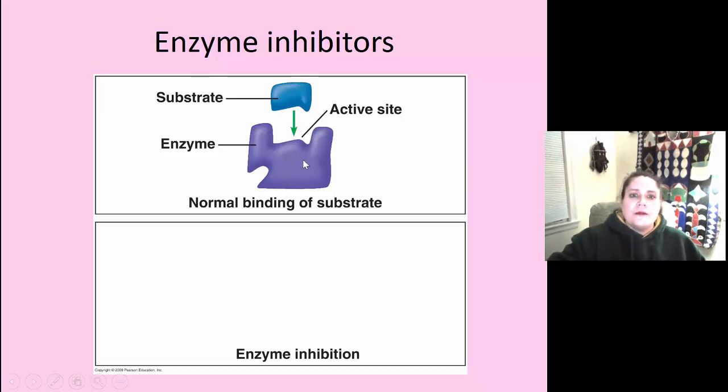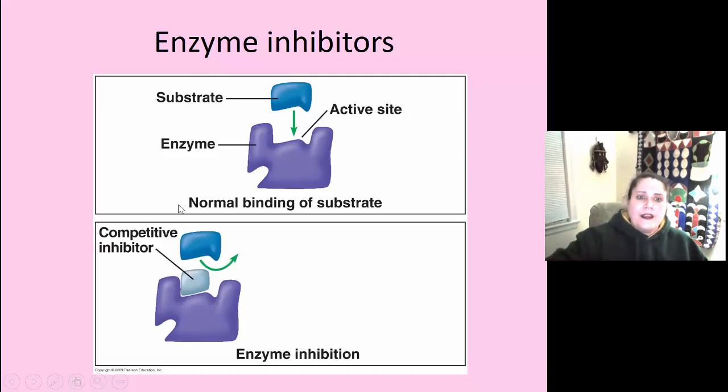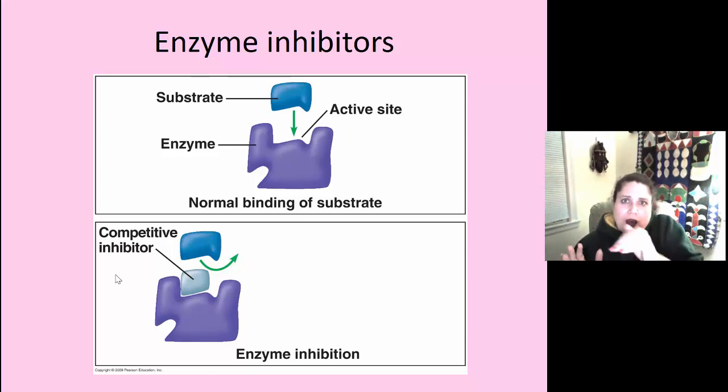So here we have our enzyme, and here we have our substrate. And normally the substrate is going to come in and bind and fit nicely into this active site. But what might happen is somebody else who's shaped like the original substrate can come in and actually bind in that location. And that's called competitive inhibition, because that other molecule competes for the active site. So that guy just swoops in and goes, nope, I'm going to sit here.